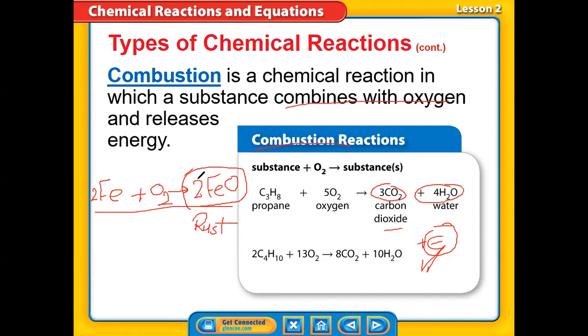So again, how could I differentiate between the synthesis reaction, in which oxygen combines with whatever the element is, and the combustion reaction? In a combustion reaction, oxygen combines with the substance, but the results must be the same: carbon dioxide, water vapor, and energy. You get the idea, guys?